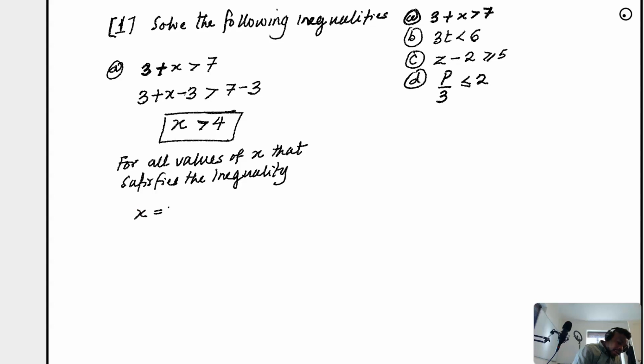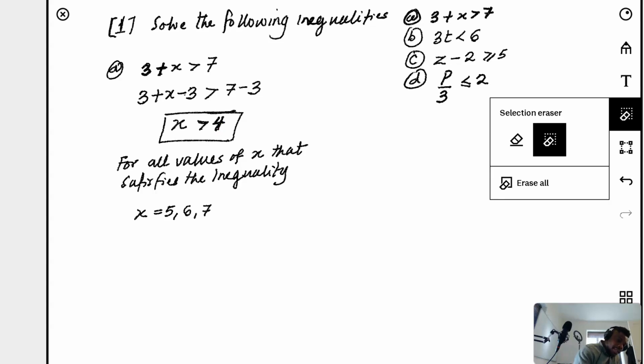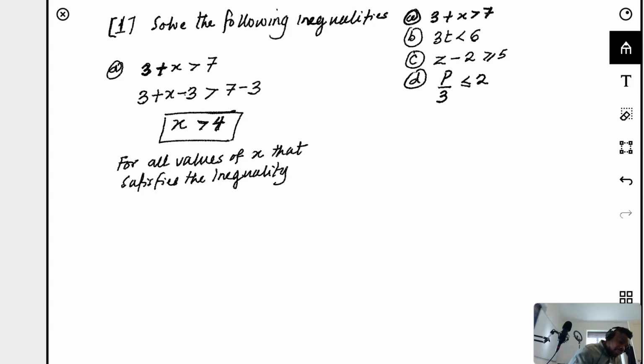x is 5 because 5 is greater than 4. x is 6, 6 is greater than 4. x is 7. I'm just using integers here, because x can still be 4.5, because 4.5 is greater than 4. 4.1 is still greater than 4. Okay, so that is what it means. Don't worry, we are going to see that when we get to the graphical illustration of that.